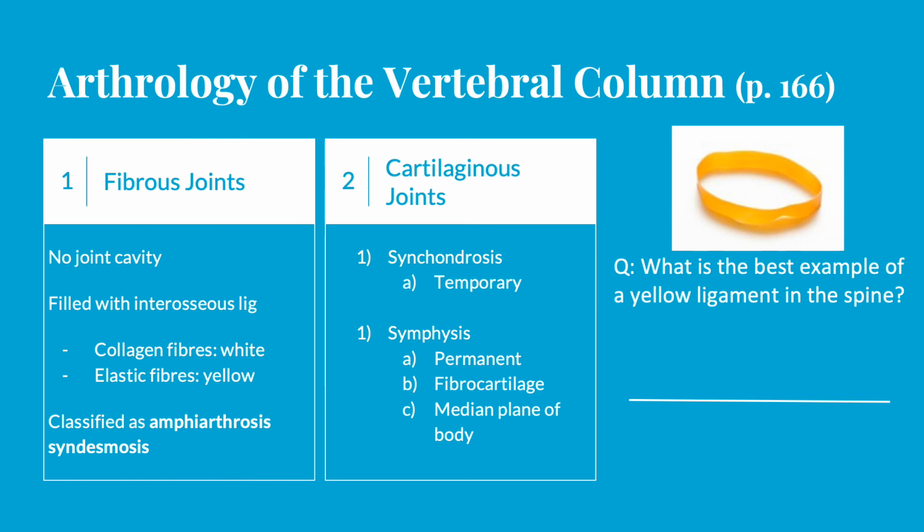So which is the best example of a yellow ligament in the spine? Remember that a yellow ligament is going to be very dense in elastic fibers. So we have one classic example that's going to be way above the rest. So that's going to be your ligamentum flavum. And then if that wasn't present on a multiple choice style question, your next best answer would be your ligamentum nuchae.